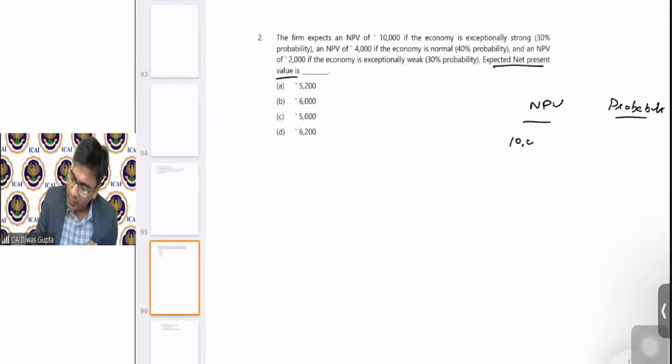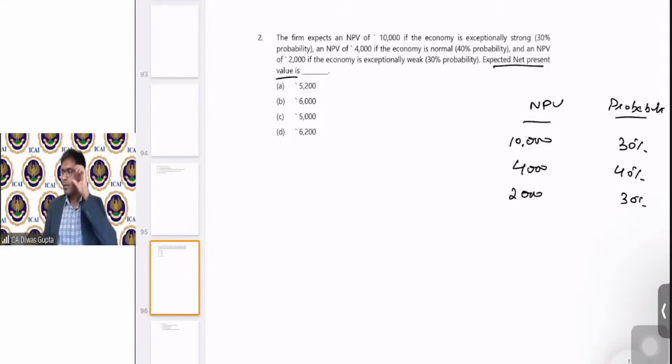So first one, it is 10,000, 30%, 4,000, 40%, and the last one is 2,000, 30%. So yes, students, please answer this. What will be the expected net present value in this case? Anumala has replied first.